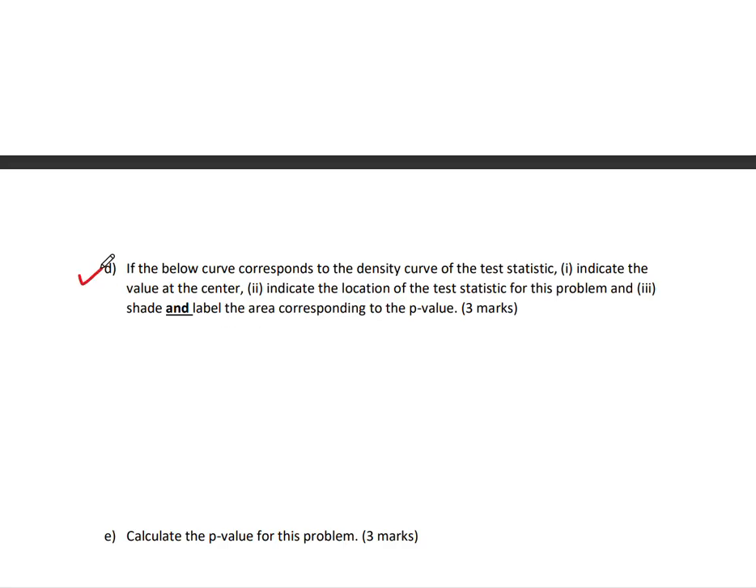Now in part D, it says if the below curve corresponds to the density curve of the test statistic, 1, indicate the value at the center, 2, indicate the location of the test statistic, and 3, shade and label the corresponding area to the p-value. Okay, so this is the curve that was actually given in the question. I'm just going to draw it here. Okay, that's the curve that we were given, and we were given a shaded area.